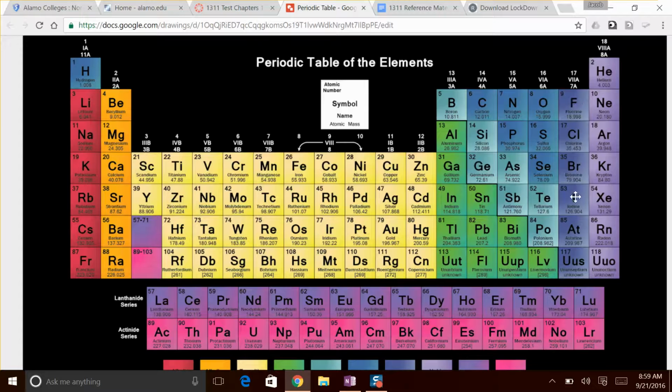Everything right here in this next to last column, the halogens: fluorine, chlorine, bromine, iodine, and astatine, those are all going to be negative 1. And these guys, they don't form ions. They're noble gases. They have 8 valence electrons. They're very happy with that.